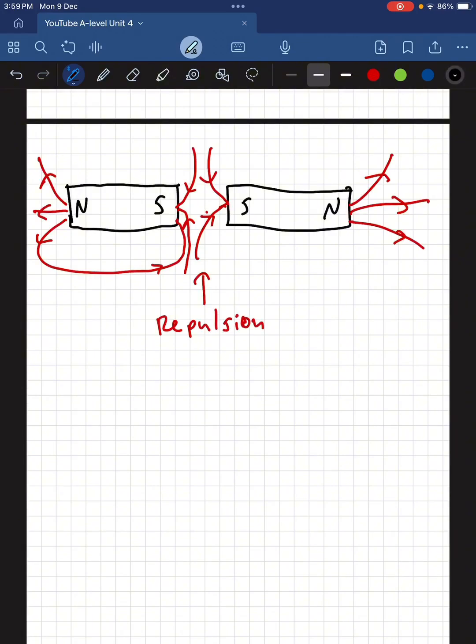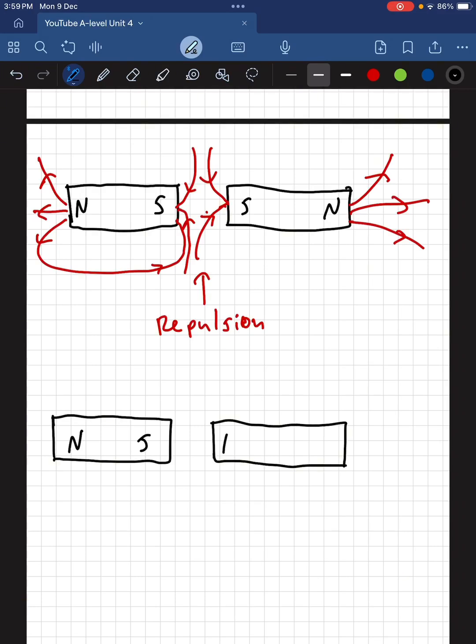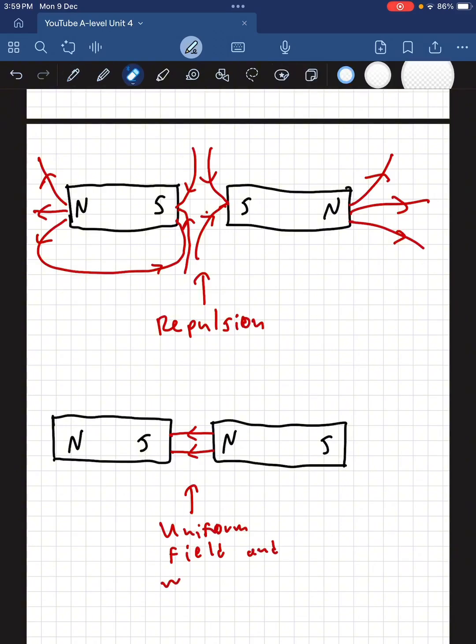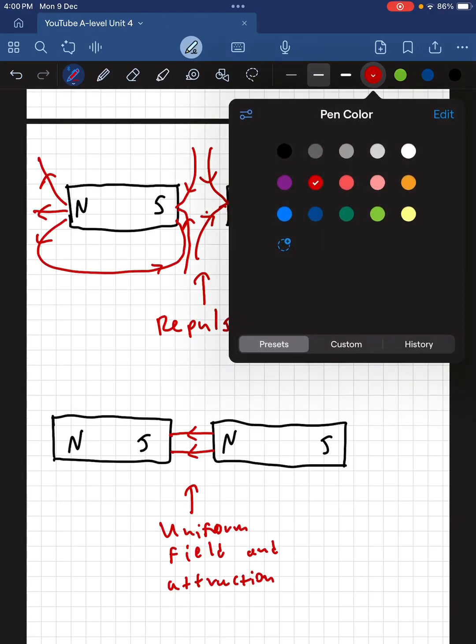Okay, now let's see what happens if we have a north pole across a south pole. So if the situation is like this, now we have magnetic field lines exiting the north pole and entering the south pole. So in the space between the two magnets, we get a uniform field, actually, almost uniform field. And of course, attraction, okay? So opposites attract in the case of magnets as well.